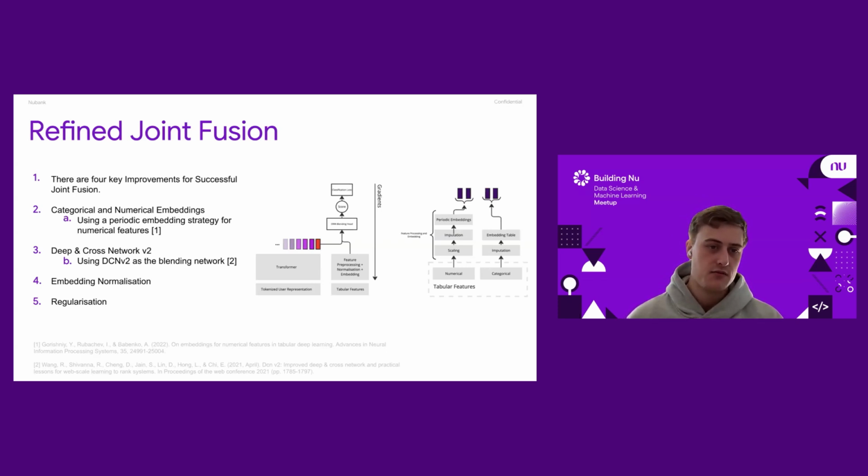Then you have this deep and cross network V2. Using the DCN V2 as our blending module was also very important. And then in terms of actually when we do the joint fusion, embedding normalization is very useful. Without normalizing the embeddings, this can cause a lot of variance in the model performance, and in some cases overfitting. And then also regularization. As with lots of things in machine learning, adding regularization was very important for achieving parity between our DNN models and the gradient boosted tree models.